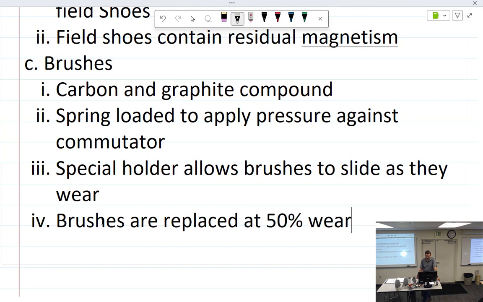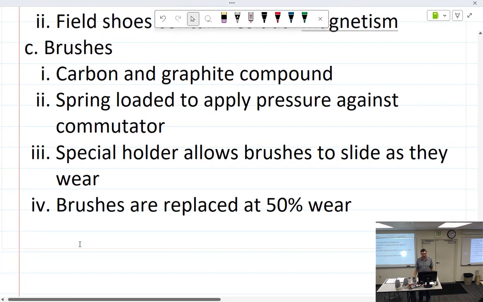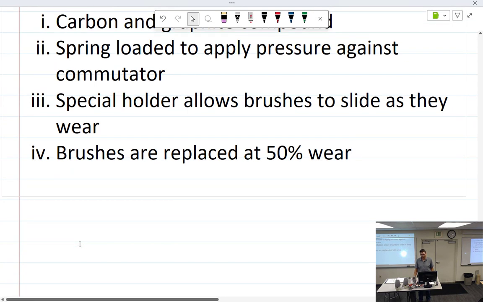And the brushes are replaced at 50% wear, so they get to be one half of their original length. You must change them out. How do you know when they reached one half their original length? Well, I can think of three ways. One, buy a new one and compare it. Two, sometimes they have a wear mark on them.